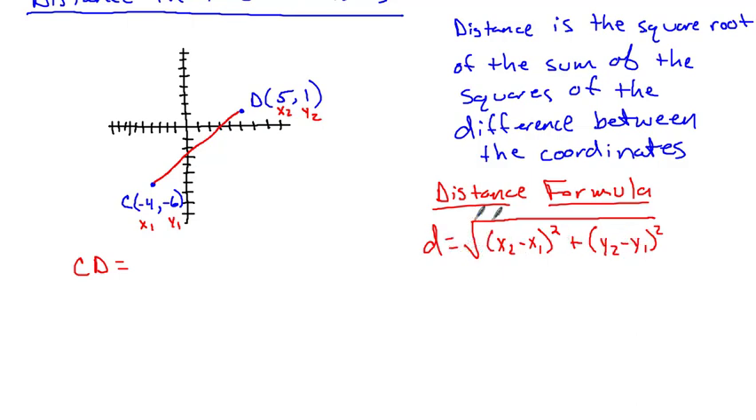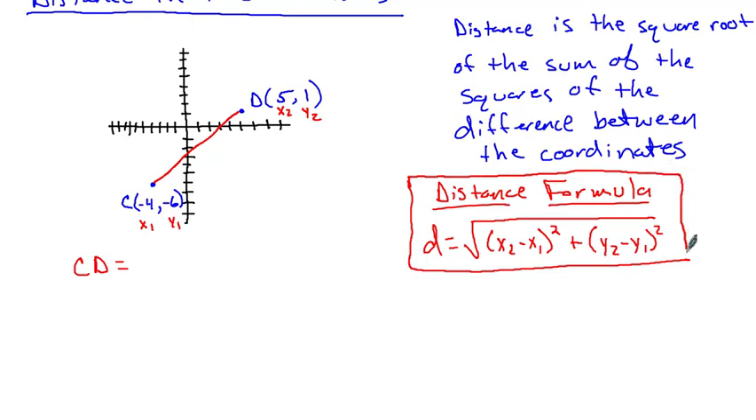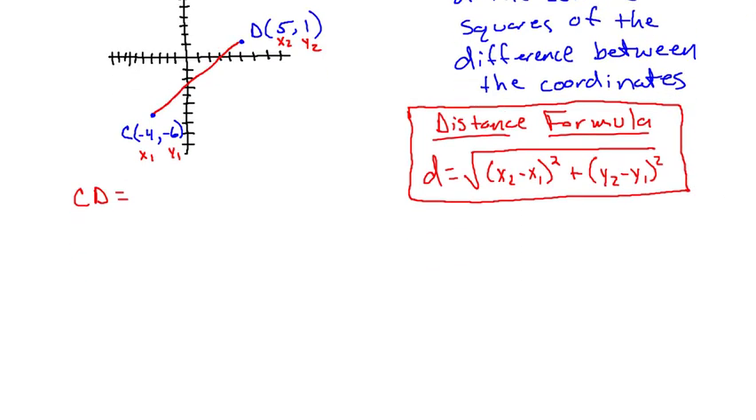It's d equals the square root of (x2 minus x1) squared plus (y2 minus y1) squared. You will memorize it very quickly, very easily. It's not hard. It's always the same. And the great thing about it is it always works. So here is our distance formula.